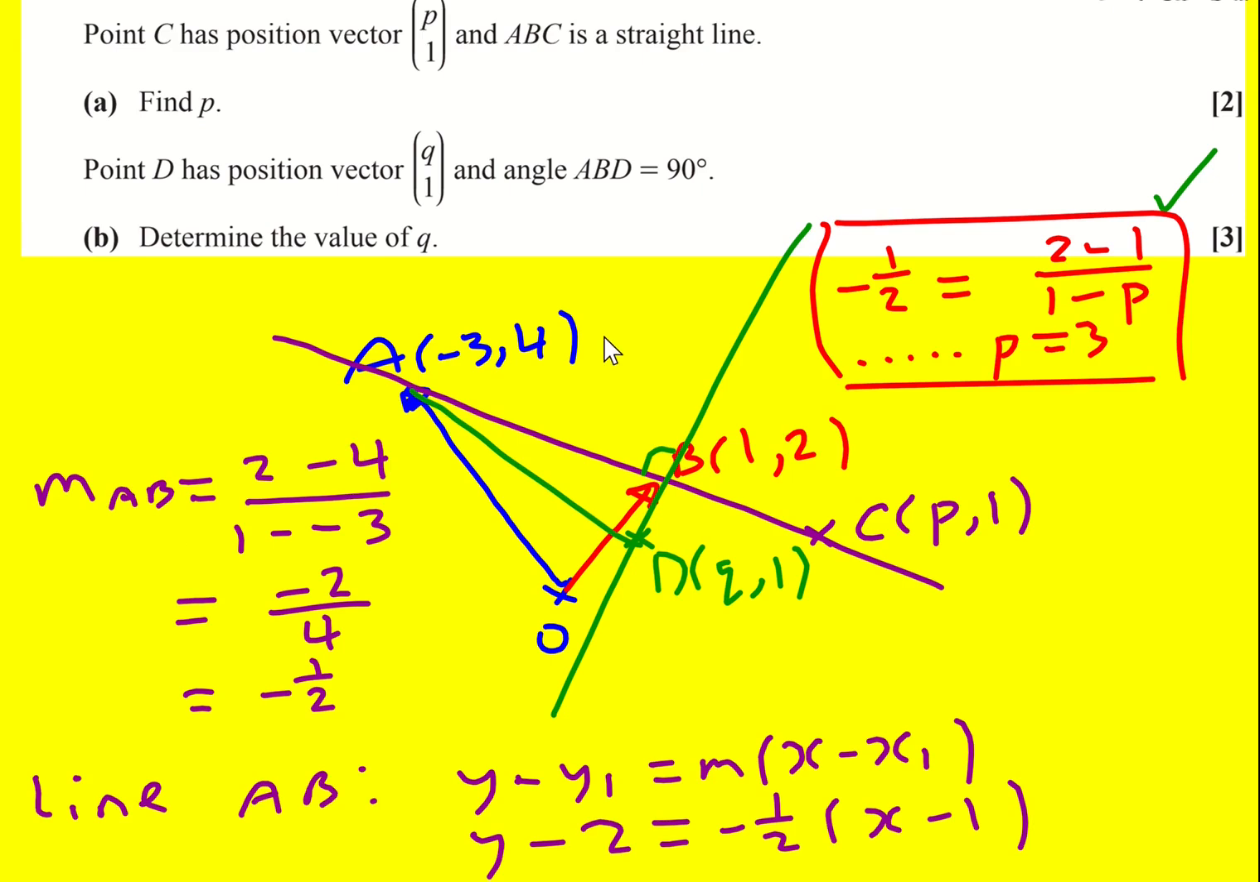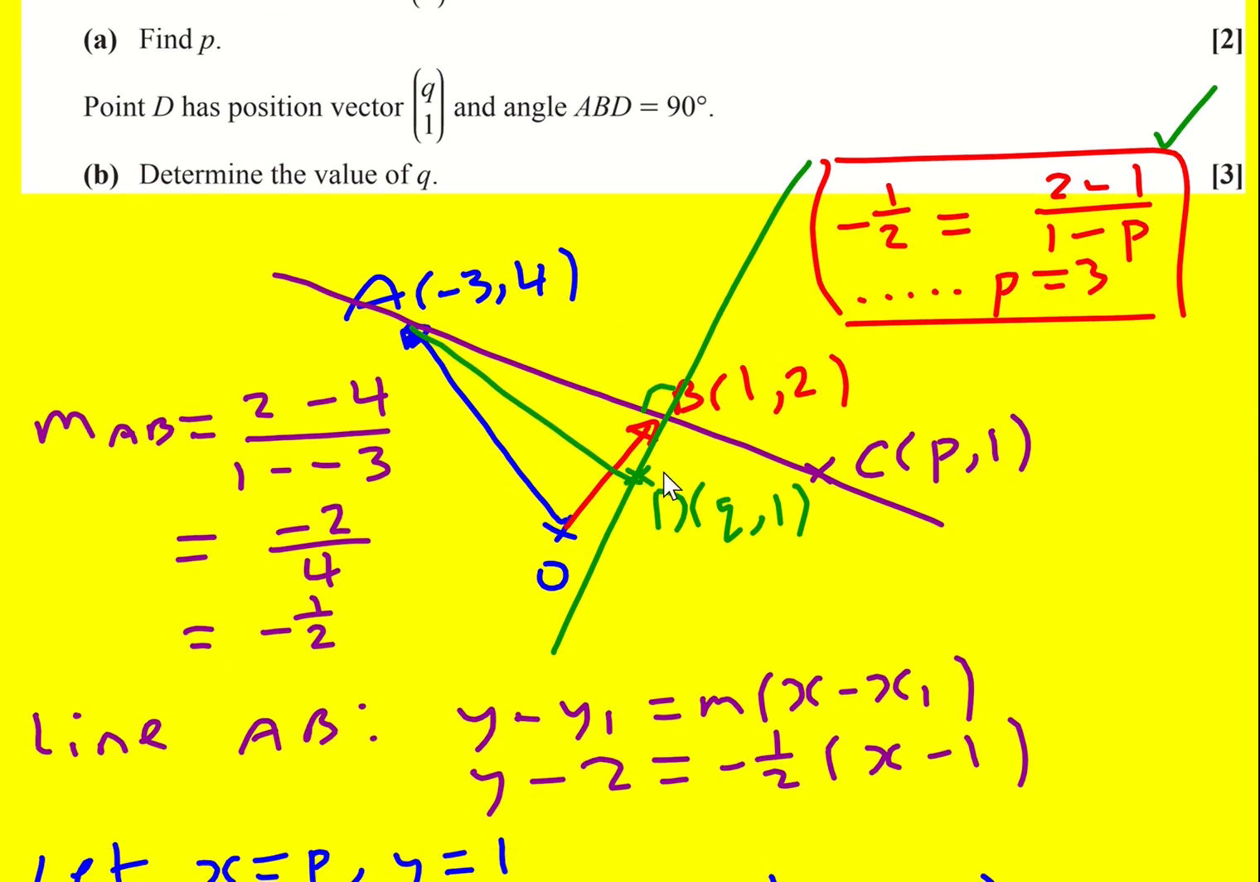For part B, there is another way you can do this question as well. I personally think it's more complicated. Remember we've got a right angle and a triangle here. You could work out the lengths of AB, BD, and DA, and then use Pythagoras' theorem to basically equate some of the sides and then work out q.